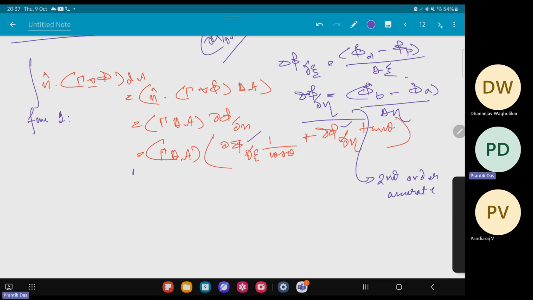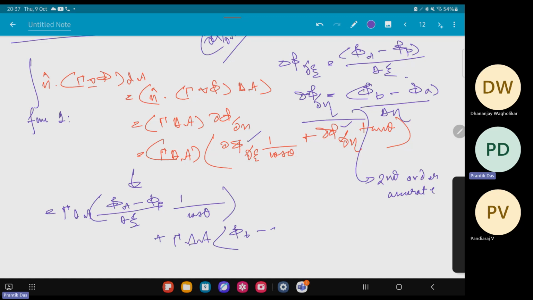So this can be further expressed as gamma delta a, phi A minus phi P divided by delta zeta, 1 by cos theta, plus gamma delta a, phi B minus phi A divided by delta zeta, tan theta. So is it clear until now what I've written, Pandya and Dhananjay? Yes, sir. Clear, sir.